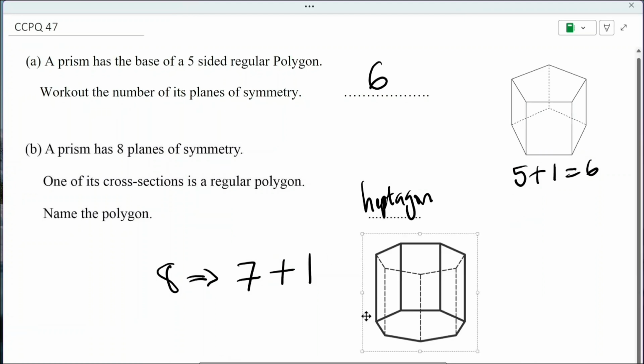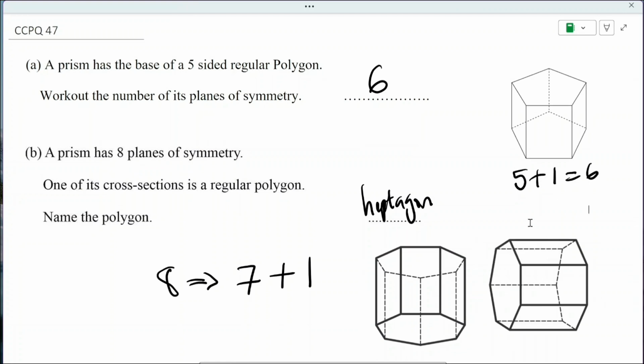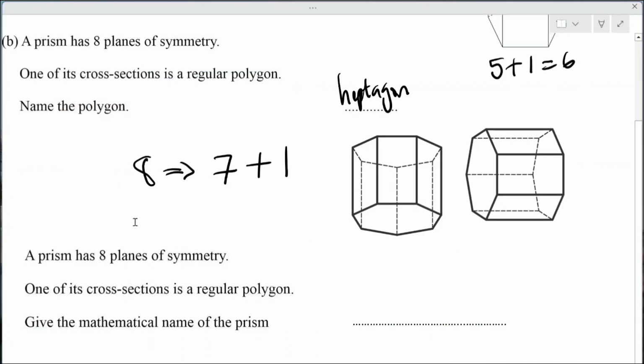Hope you understand. This is the shape being discussed in question B. If we were to make it lie by the side like this and we cut it through the middle, therefore having 2 equal halves, if you look at the face of the inner half, it will have the same face as this. That's what they mean by the cross section of a regular polygon. Question 47B extra, similar to question 47B. But here, what we've been asked to find is the mathematical name of the prism. Let's go to the question.